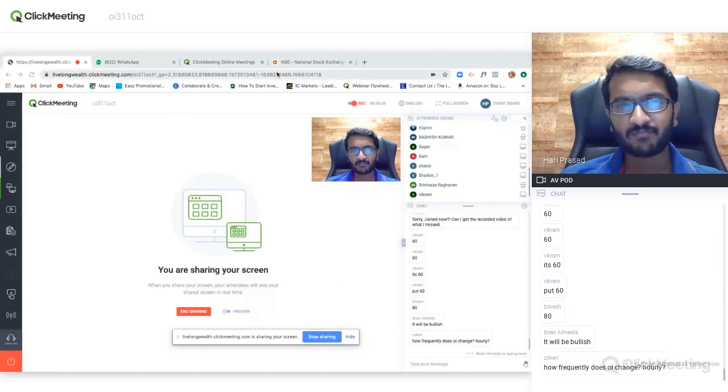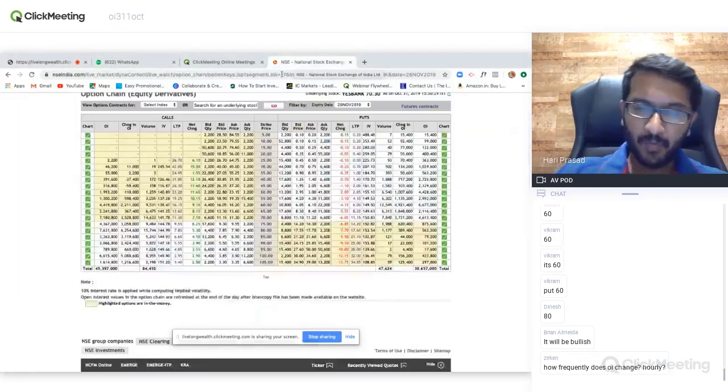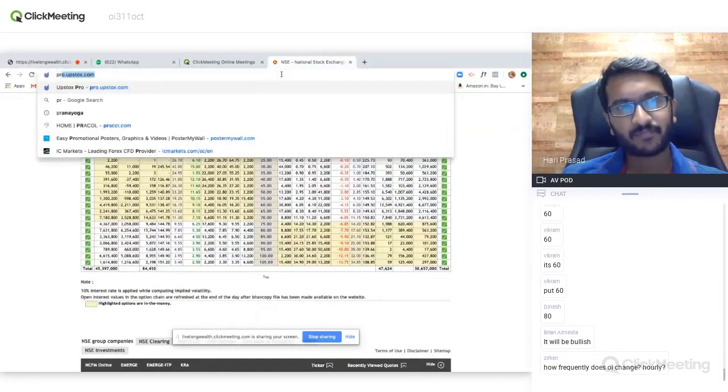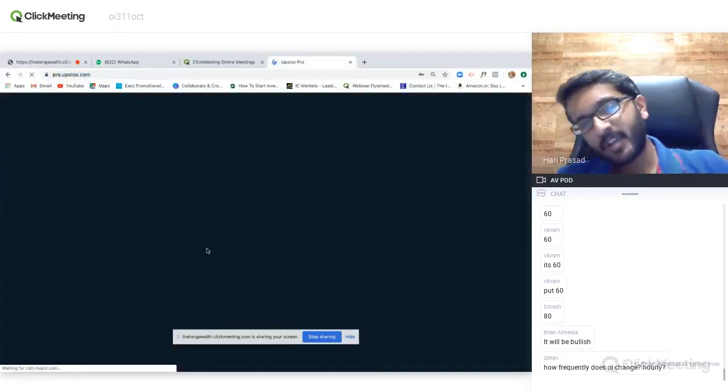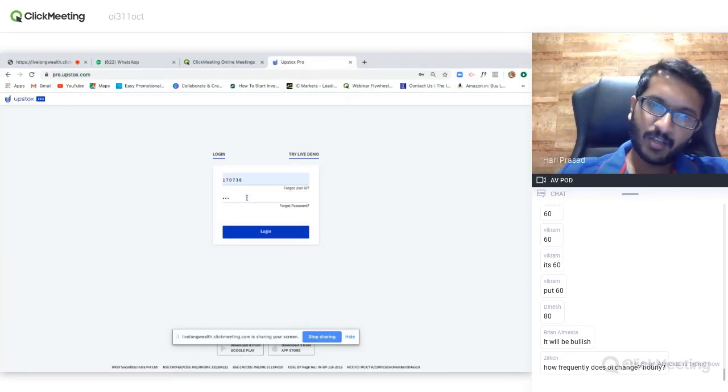Okay, now see, till now we were speaking about the open interest of the options. So this will give you an idea about the range within which the price is going to be.